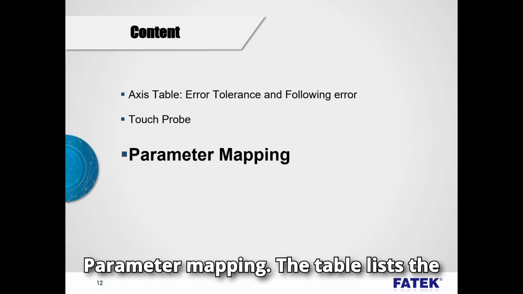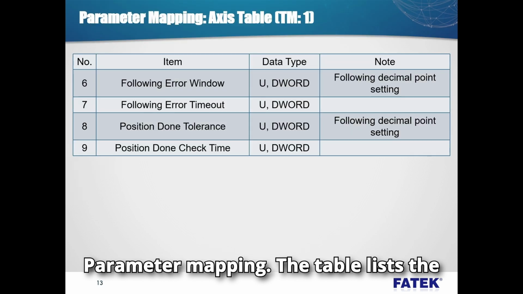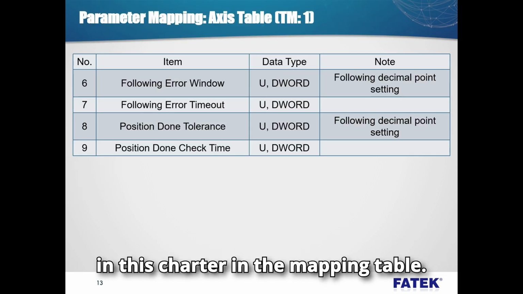Demonstration complete. Parameter mapping. The table lists the item numbers of the parameters mentioned in this chapter in the mapping table.